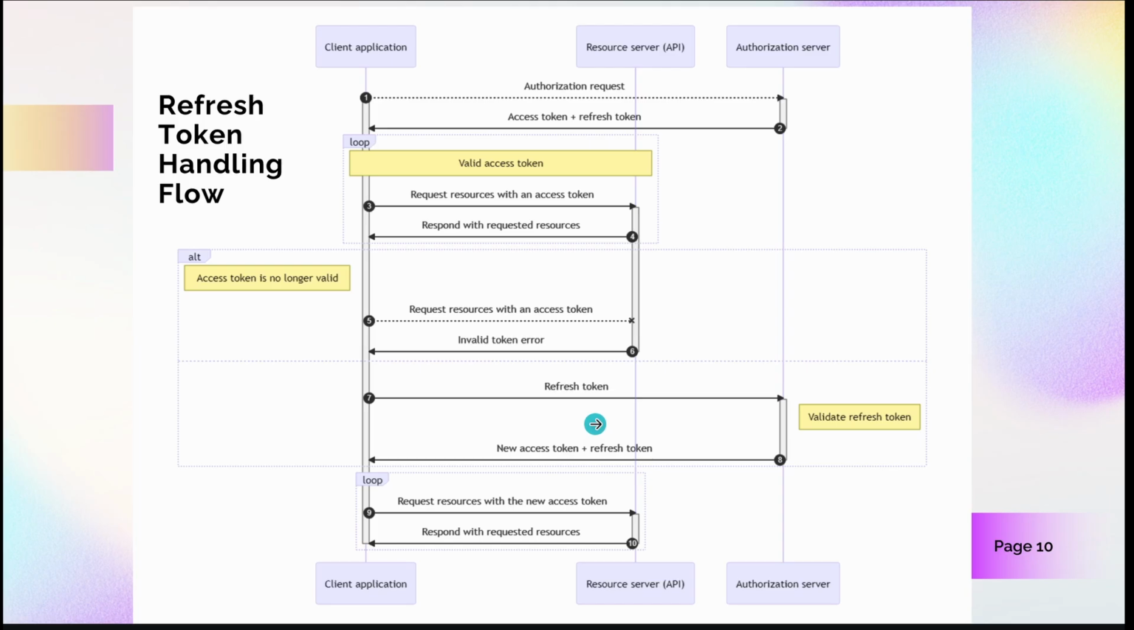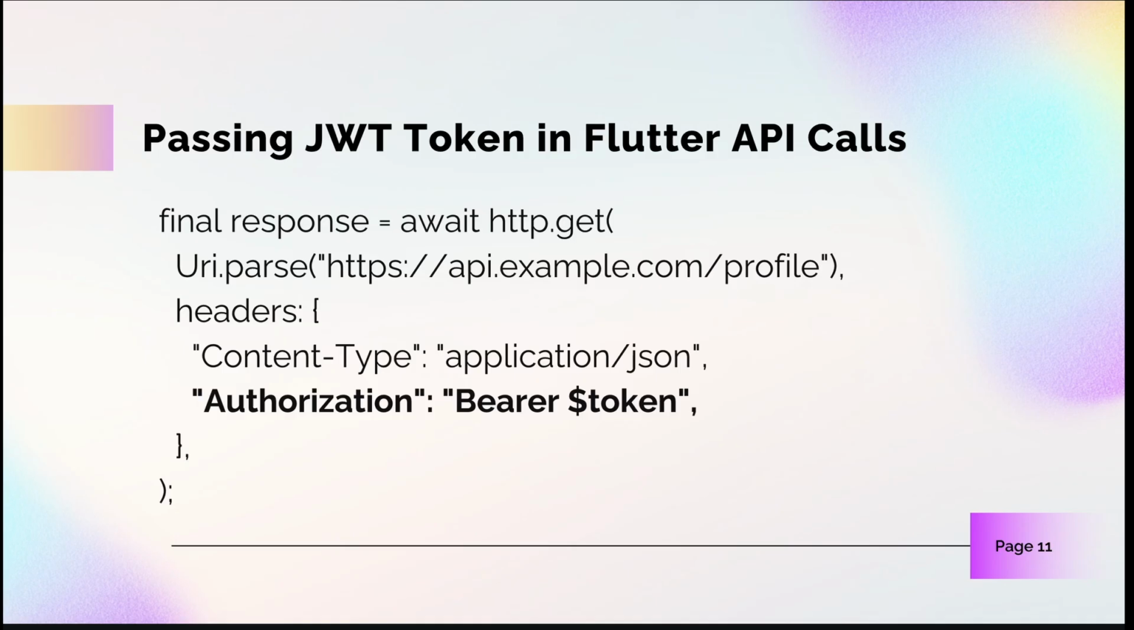The refresh token still has time left; it has not expired yet. After that, the client has the new access token, so for the next request it uses the new access token, and the resource server responds to the client's request. In this way, the refresh token handling flow works. Now, passing a JWT token in a Flutter API call. If you write an API call in Flutter using the HTTP package, inside the header we pass it in the format of Authorization, then Bearer token.